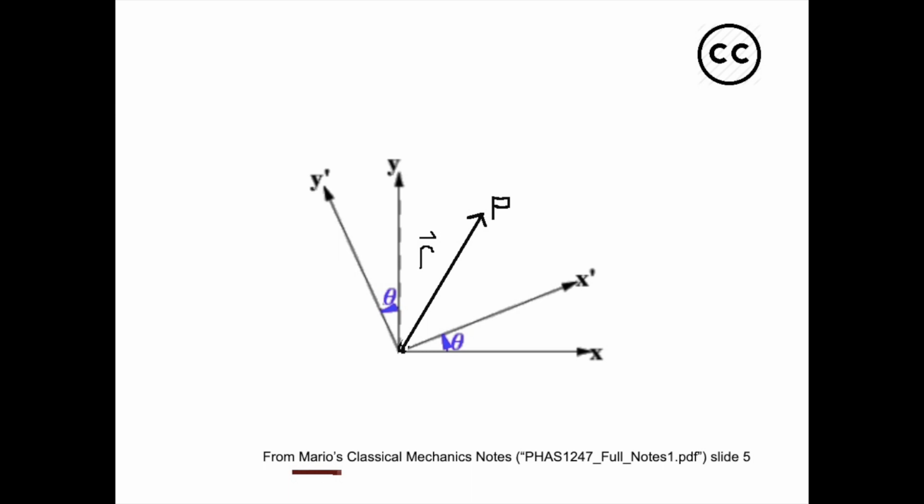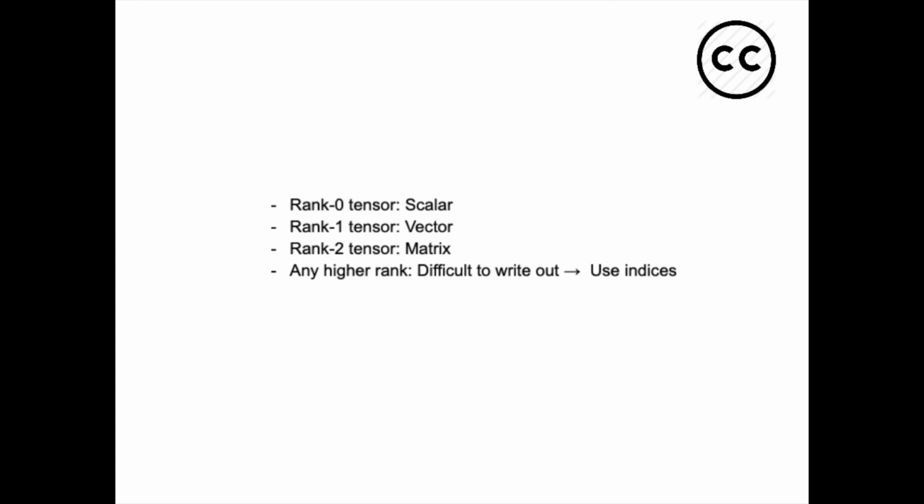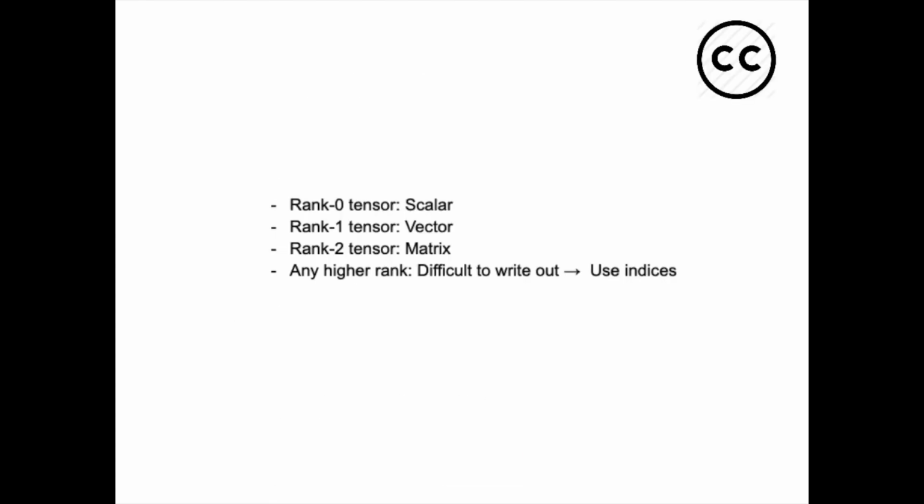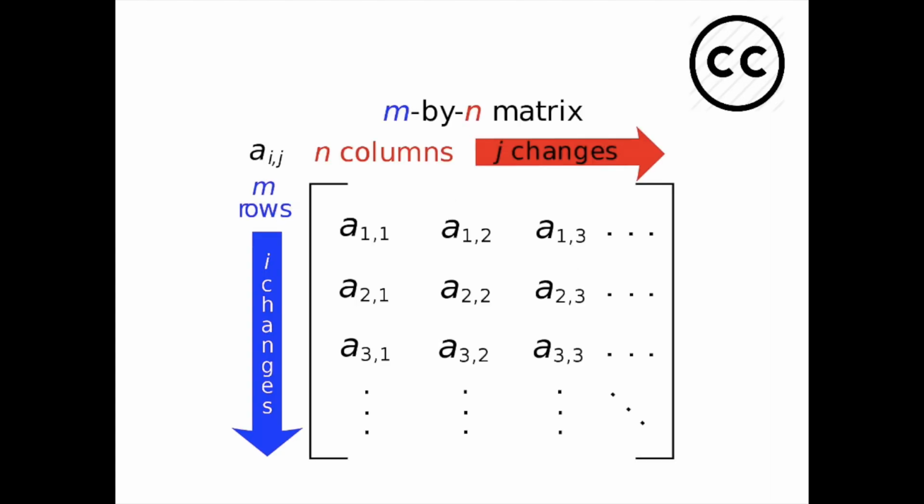Now for definitions. A rank 0 tensor is a scalar, since the tensor has no direction. A rank 1 tensor is a vector. Rank 2 is a matrix, and any rank higher than this is difficult to write out, which is why we use indices, which will be explained in the next part.